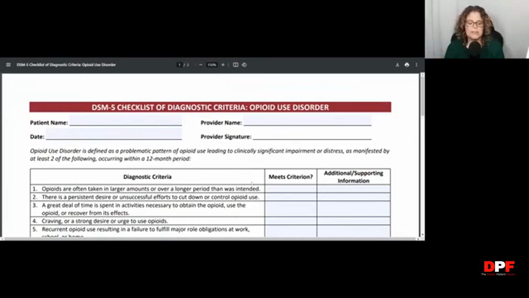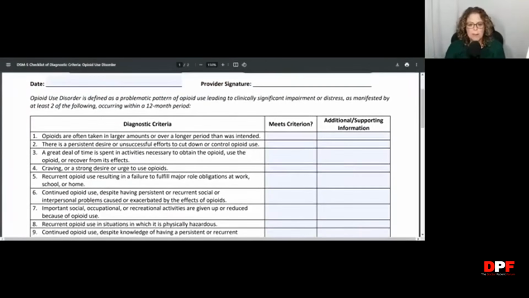I'm going to share my screen and show you the 11 criteria, because there's one caveat that I need to explain to make sure that you see. Okay, so first let me read this to you. The DSM-5 checklist of diagnostic criteria for opioid use disorder, a subset of substance use disorder. It's defined as a problematic pattern of opioid use leading to clinically significant impairment or distress as manifested by at least 2 of the following occurring within a 12-month period.